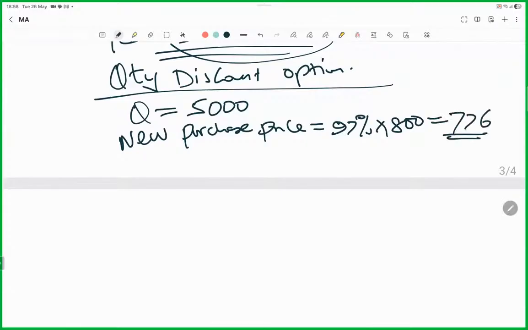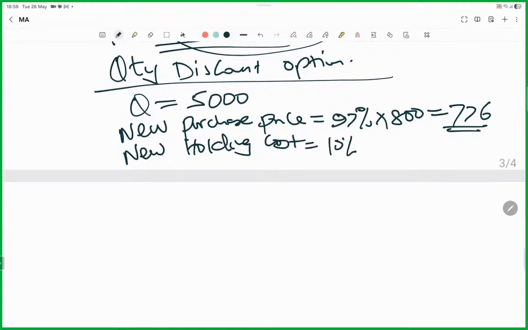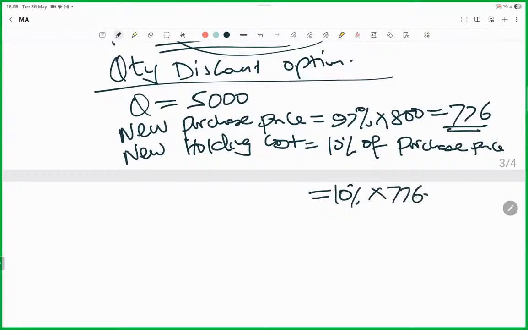Now, when this changes, there is something else that will change, which so many students forget. Ordering cost? No. What will change? Holding cost, because it's a percentage of a purchase price. So holding cost, we must recalculate this new holding cost, which is 10% of what? Purchase price. So many guys forget this. I don't know why. 10% of 776, which gives me 77.6.